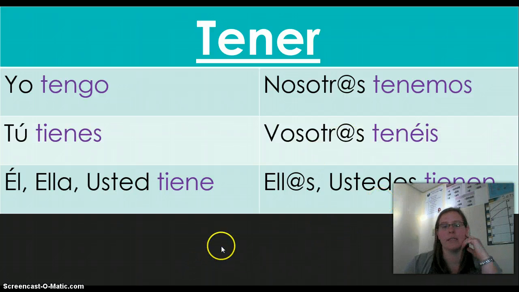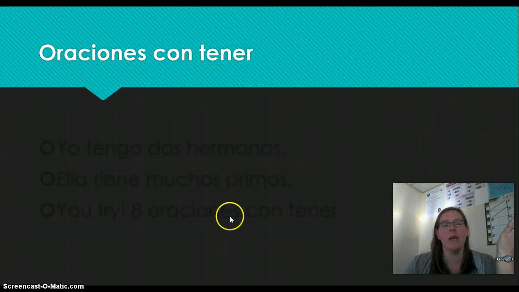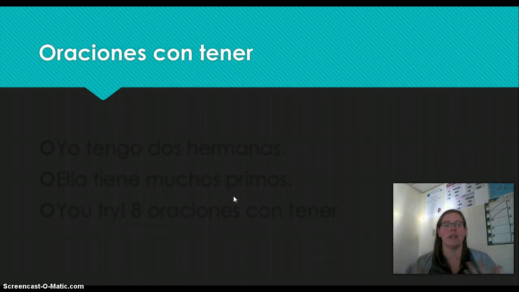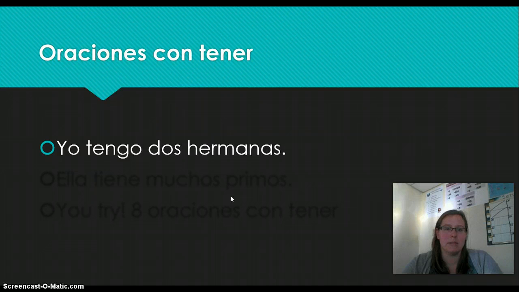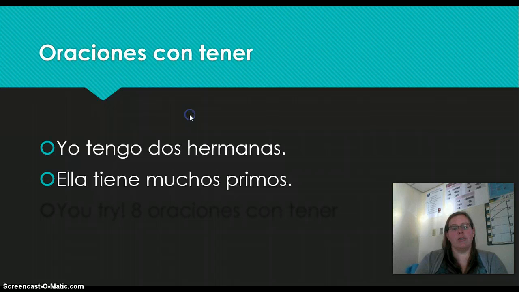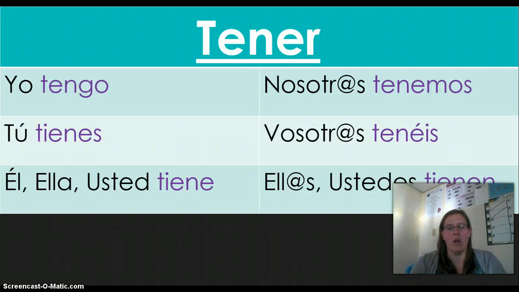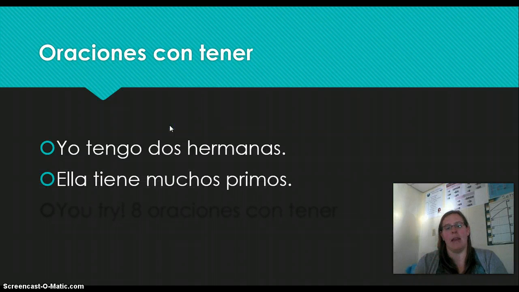So let's go ahead and continue and let's practice making some sentences with it after you've copied it into your notebook. We can make some oraciones, sentences, con tener. So I could start off by saying, yo tengo 2 hermanas. I have 2 sisters. We could switch over to ella tiene muchos primos, because if we go back, we know that ella uses tiene, and we knew that yo uses tengo. So ella tiene muchos primos. She has a lot of cousins.